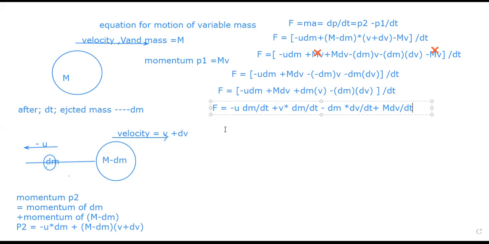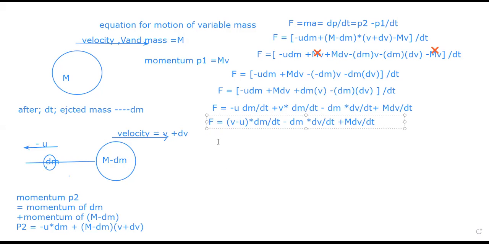In the next step, we again take a common factor. dm by dt is a common factor in these two terms. So I will take a common factor here. So F equals v minus u, multiplied by dm by dt. And these two terms are combined. The next term is minus dm multiplied by dv by dt. And the last term in this expression is m dv by dt.